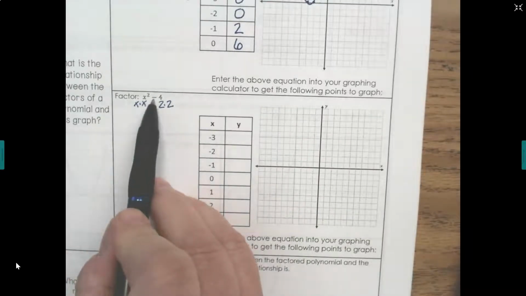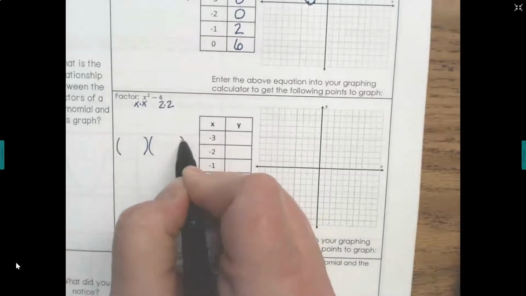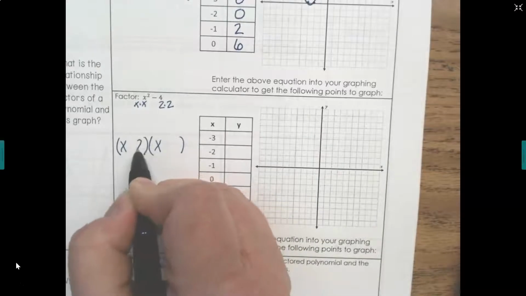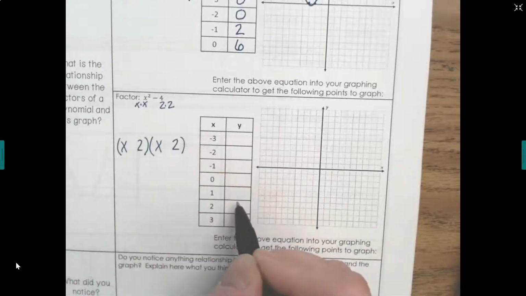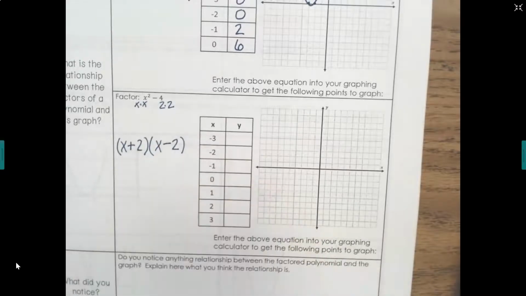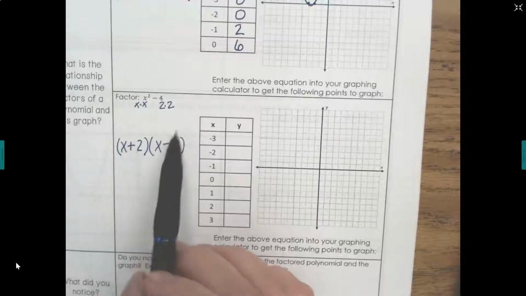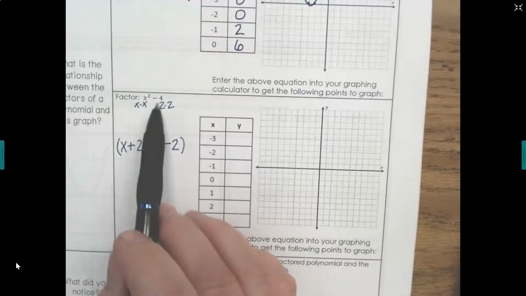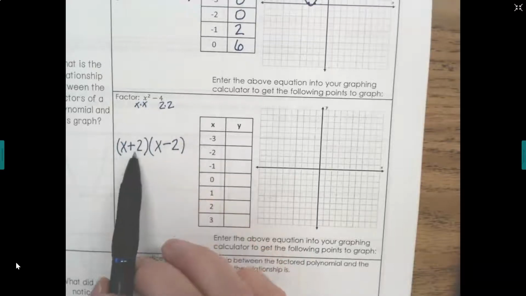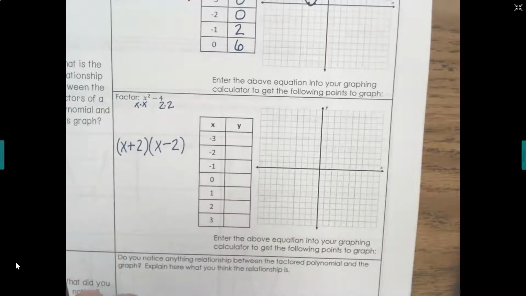And they're subtracting. When that happens, we have two parentheses that look the same. We put an x in each and a 2 in each. The only difference is that one of the parentheses is positive and one is negative. The reason that works is that when we multiply this back together, the center term, the b value, cancels because the signs are opposite, and that's why we're left with only these two terms.